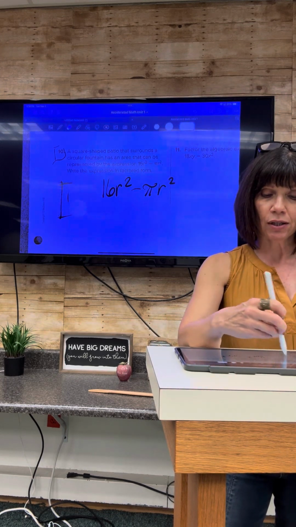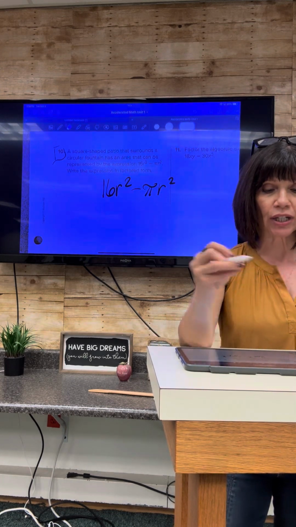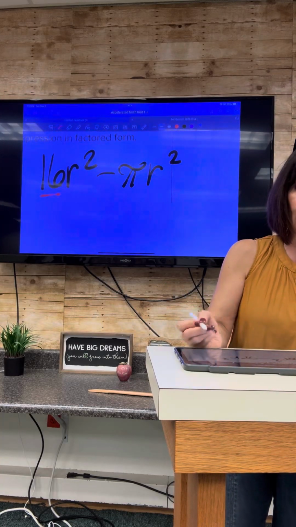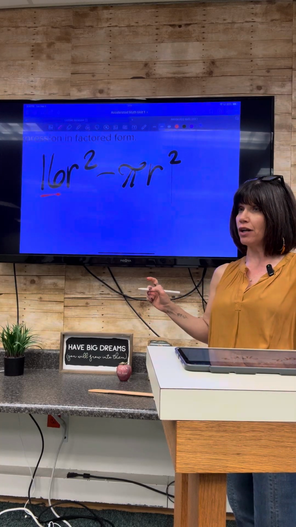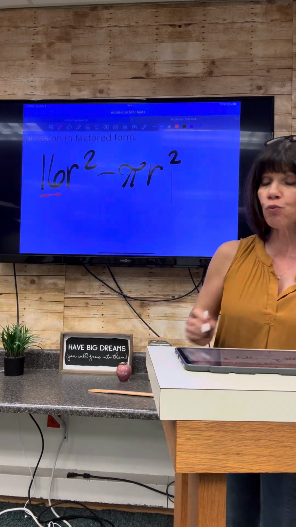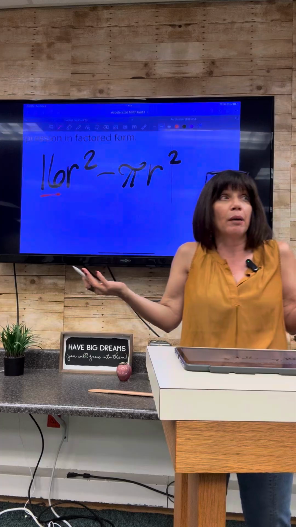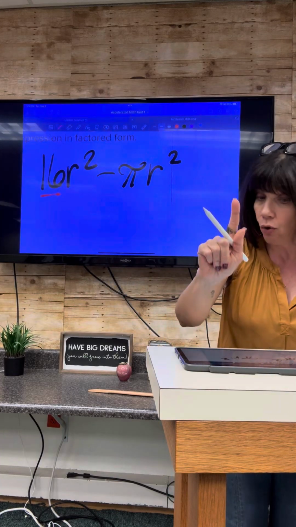Okay, first of all, when we are writing an expression in factored form, we're going to factor out our coefficients, or the numbers that sit in front of a variable. Class, what number do we know sits in front of pi r squared if there's no number? It must be a 1.